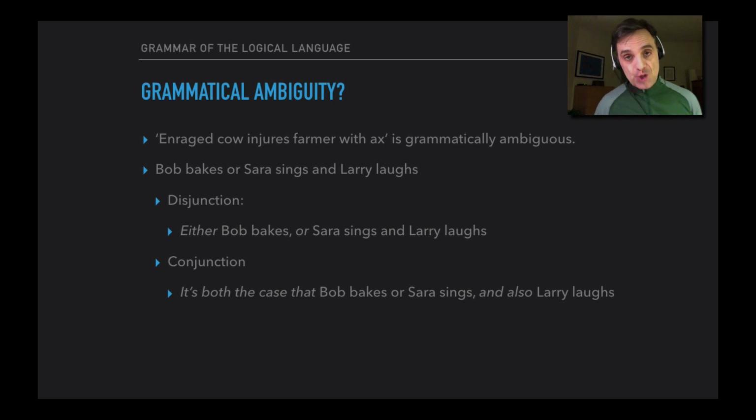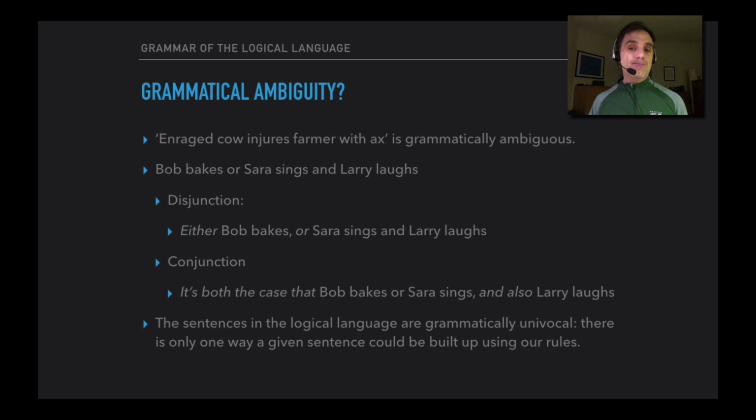The second one, the conjunction reading, where we treat it as an and, that tells us that Larry laughs. The first reading doesn't, because it's an or, and it could be true if Bob bakes, then that or is true, and the right conjunct needn't be true, and so it needn't be the case that Larry laughs. So those two readings have different meanings. The sentence is grammatically ambiguous, and that sentence of English is.